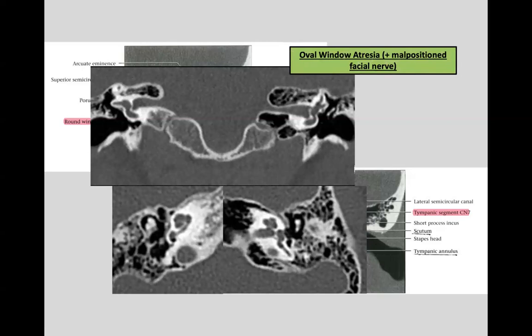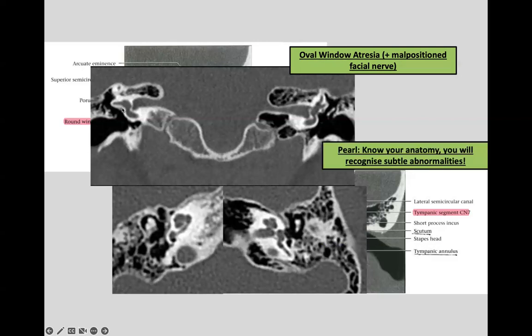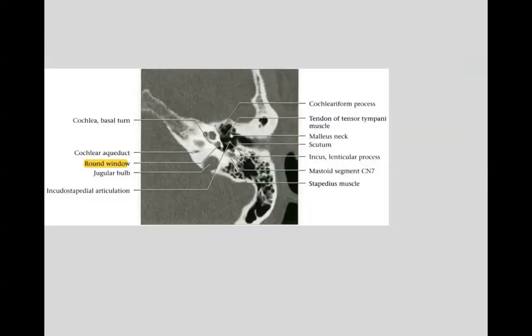So look at the position of the facial nerve. The ENT surgeon needs to know, and follow the bones, expecting a normal notch of hypodensity, which in this case is not present. So the pearl is, you know your anatomy, you will recognize subtle abnormalities.